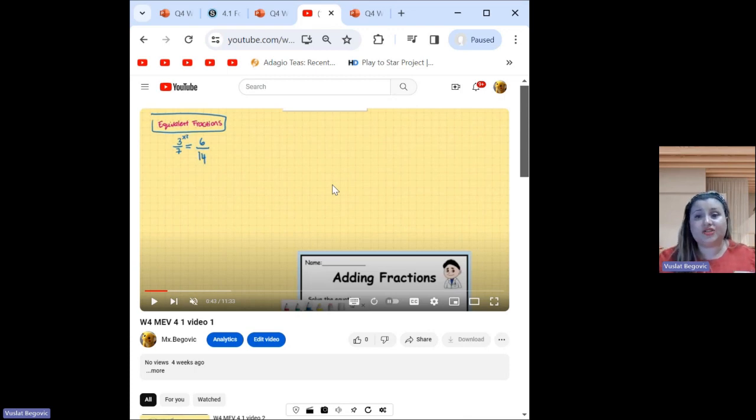So equivalent fractions are important for that, because then, oh, here is my husband's guitar in the background.